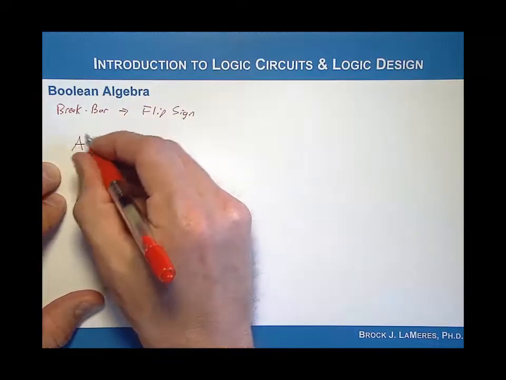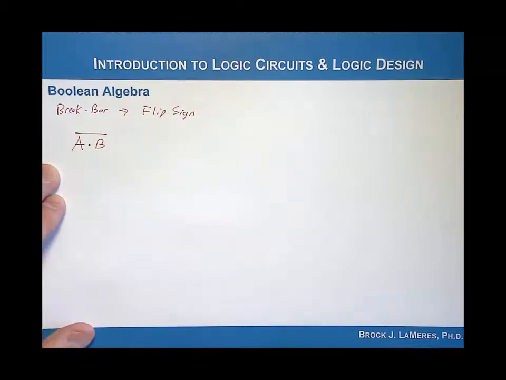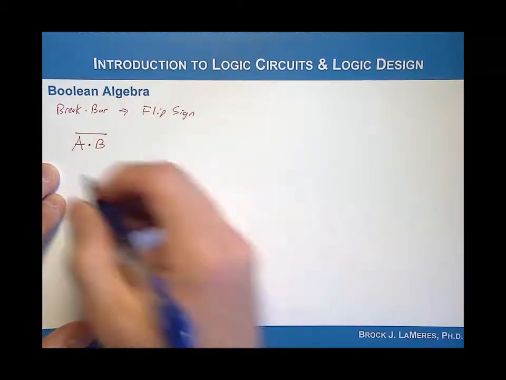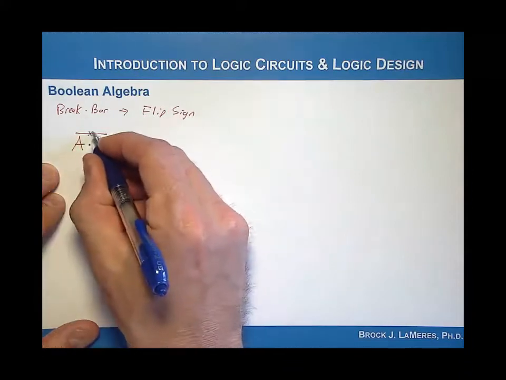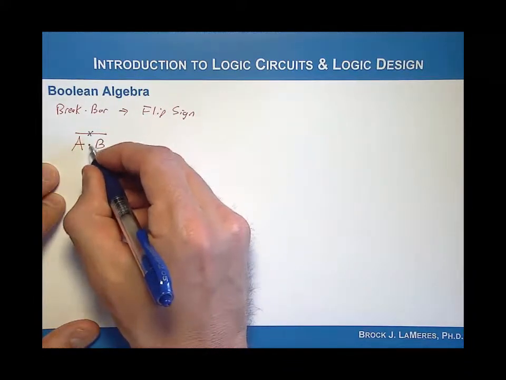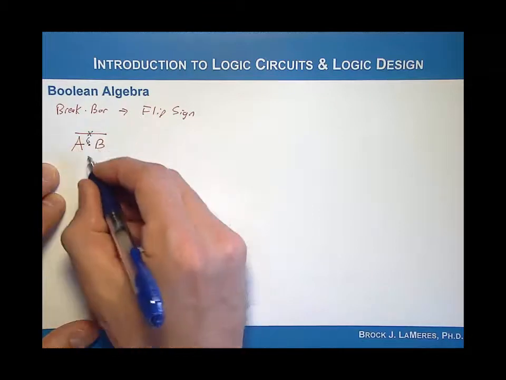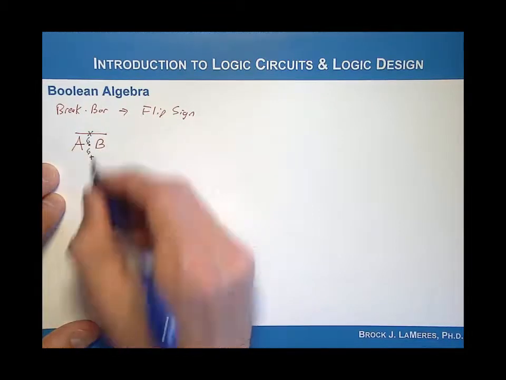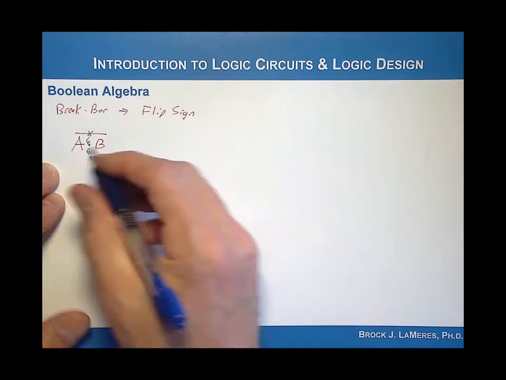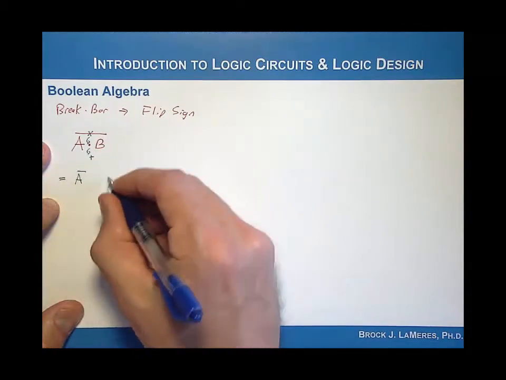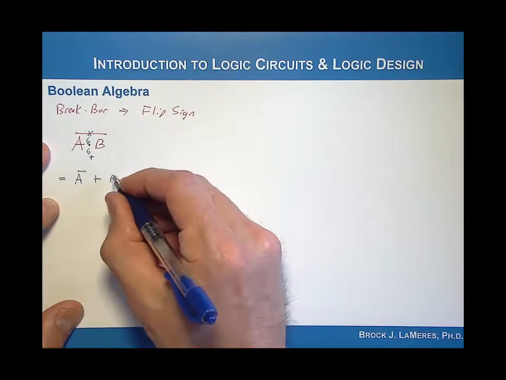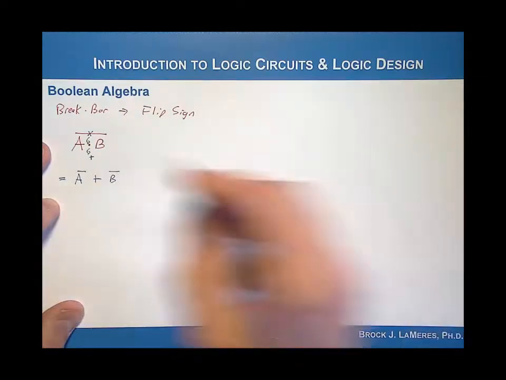with B and the whole thing's inverted, I will have a true logic expression if I break the inversion bar wherever there's an operator, as long as I change that operator. So I need to change that from an AND to an OR. If it was an OR, I would change it to an AND. So that's the same as saying A not ORed with B not. So this is the algebraic form of this.